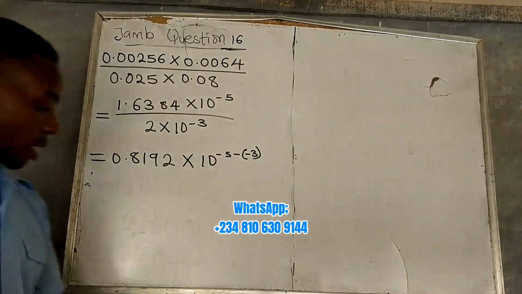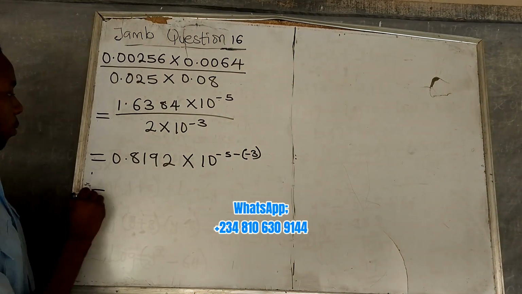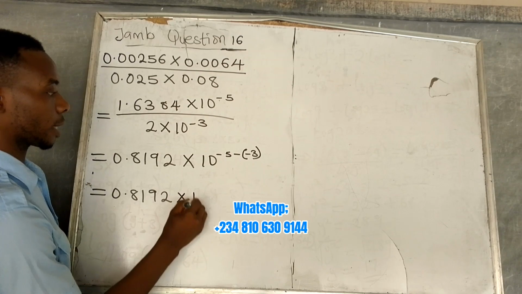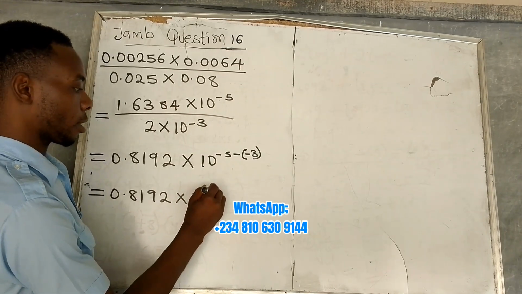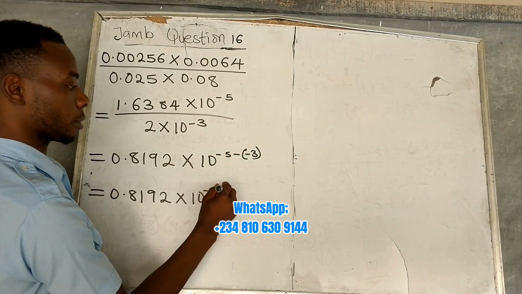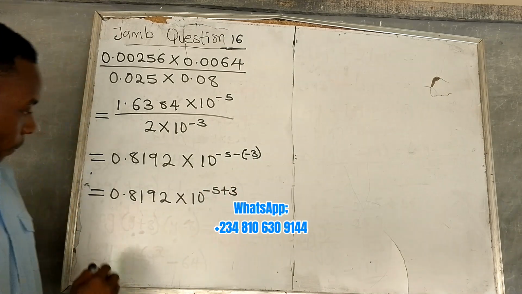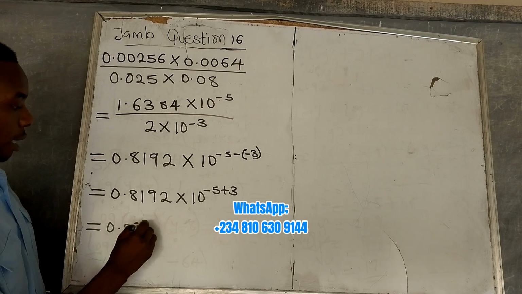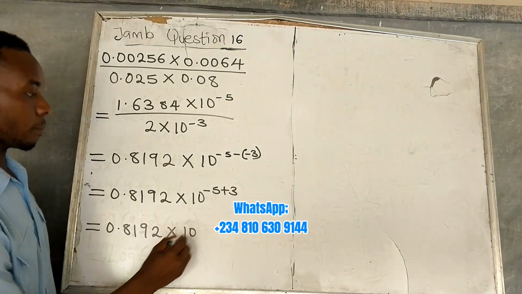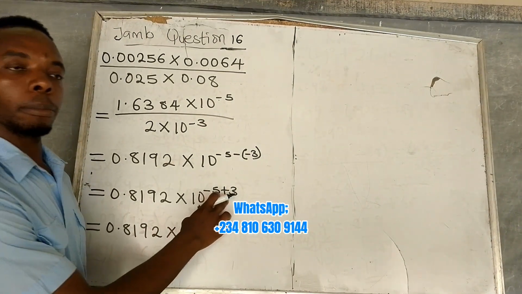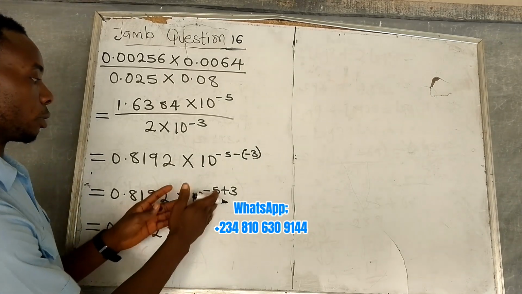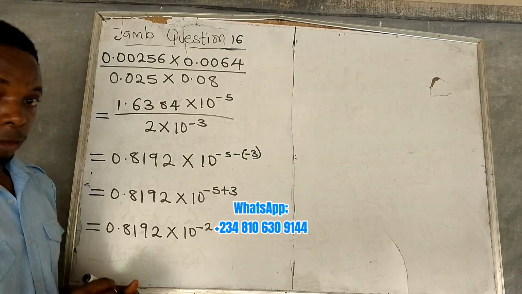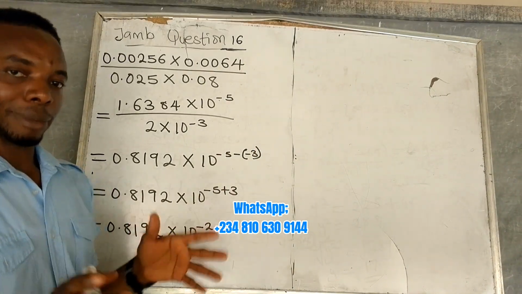So the next thing here is this. You have 0.8192 times 10 raised to the power of minus 5, minus times minus is plus, so you have plus 3. This is equal to 0.8192 times 10 raised to the power of what? Minus 5 plus 3. What will it give you? It gives you minus 2. Hope you are following.